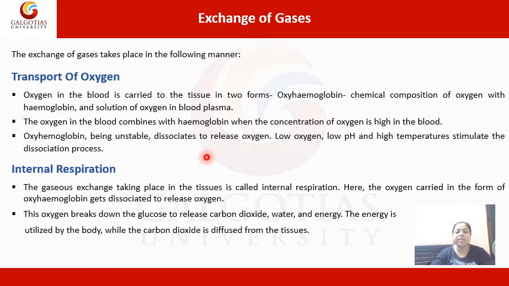The gaseous exchange taking place in the tissues is called the internal respiration. The oxygen carried in the form of oxyhemoglobin gets dissociated to release the oxygen molecule. Oxygen breaks down the glucose and releases the carbon dioxide, water, and energy. So you can see that oxyhemoglobin, being unstable, breaks down to oxygen, and the oxygen breaks down the glucose to give out energy. So at the end of the process of respiration, a certain amount of energy is always released.